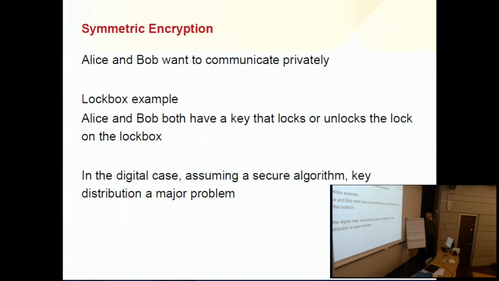So Alice and Bob, in crypto we always talk about Alice and Bob wanting to communicate with each other, and Eve is the evil person who's trying to intercept a communication. So suppose they have kind of a lock. They have a lockbox.